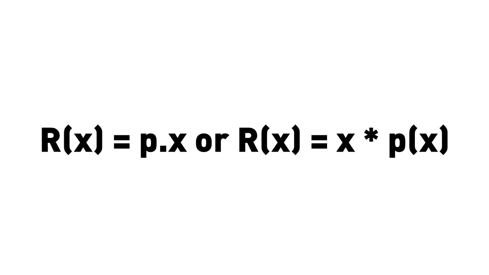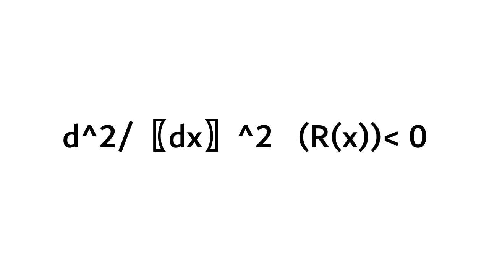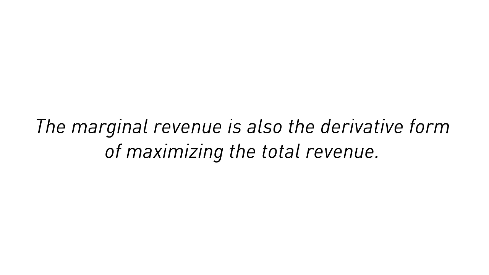As a review, the formula for the revenue is R equals PX. Thus, R of X equals PX, or R of X equals X times P of X. Therefore, MR, the derivative of R of X, is equal to 0. And find that value of X for which the second derivative of R of X is less than 0. The marginal revenue is also the derivative form of maximizing the total revenue.